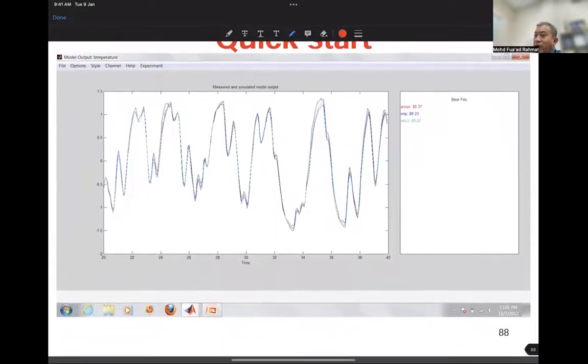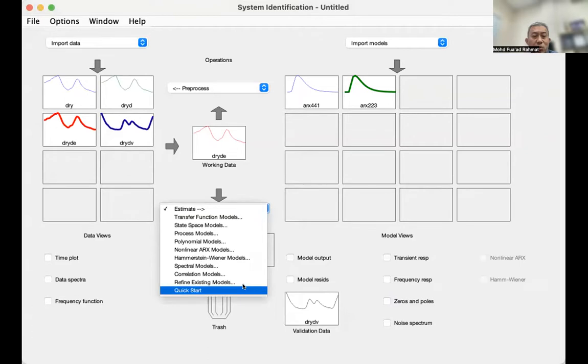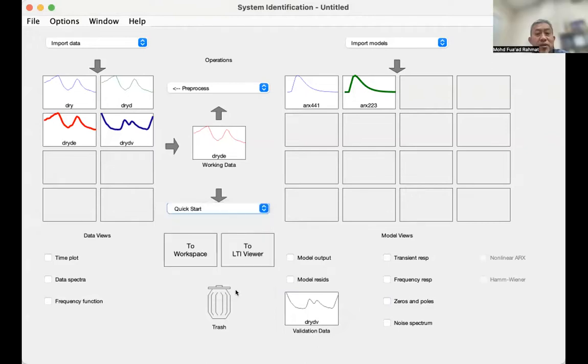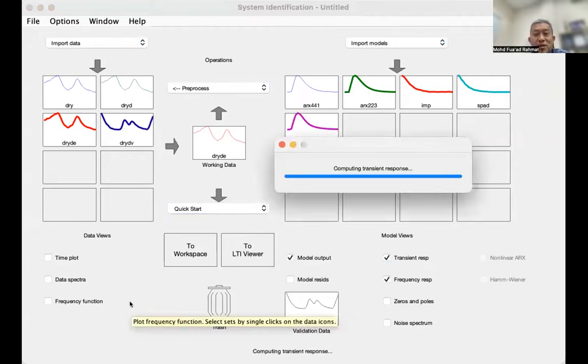And if you have no idea what to choose for model structure, you simply go to the system ID toolbox and then go for quick start. Quick start advises you, MATLAB advises you what model is the best. You want to see, guys? Yes, quick start. The computer will do the analysis for you automatically and give you the results.